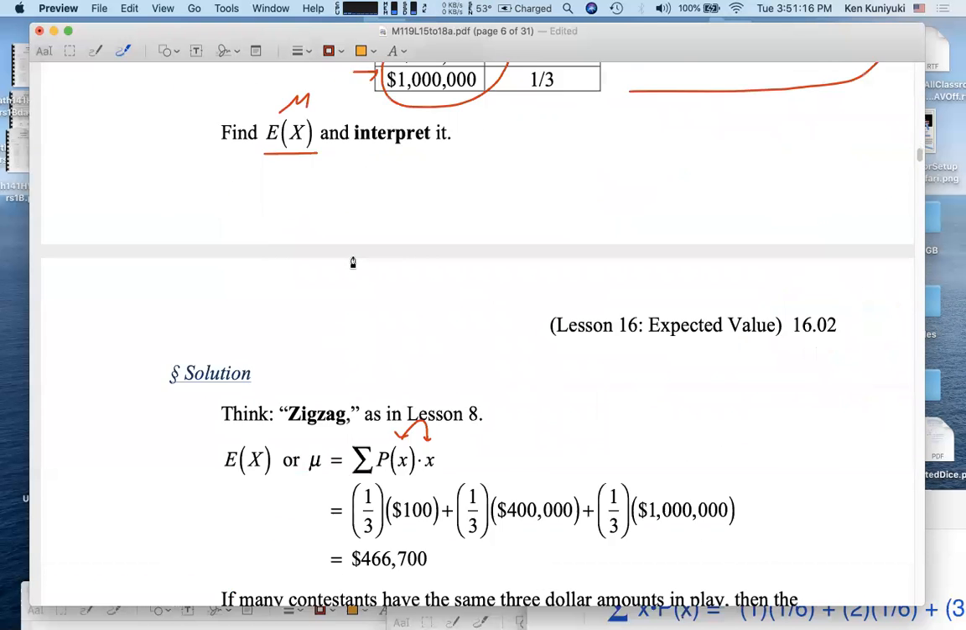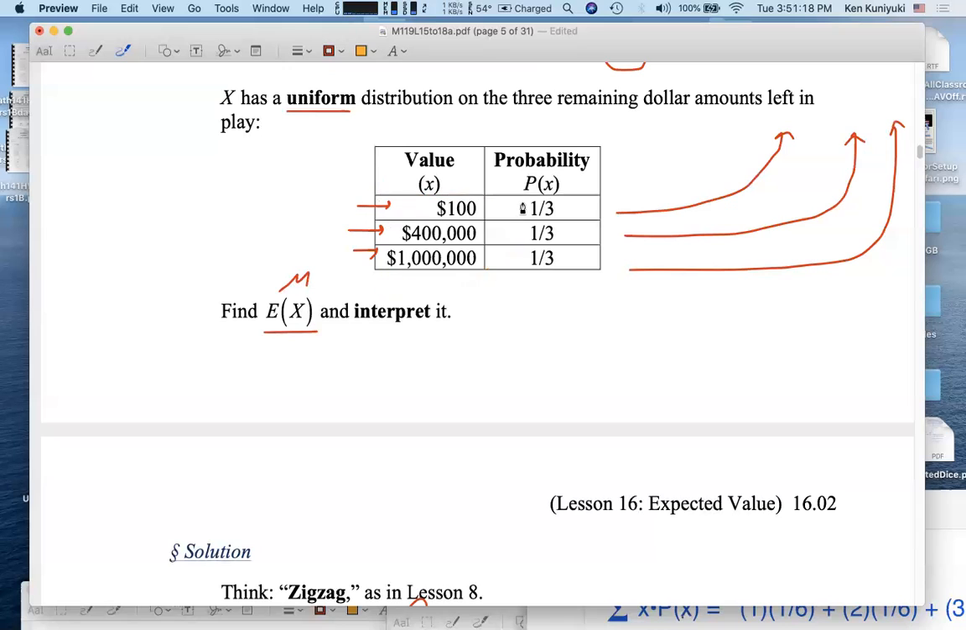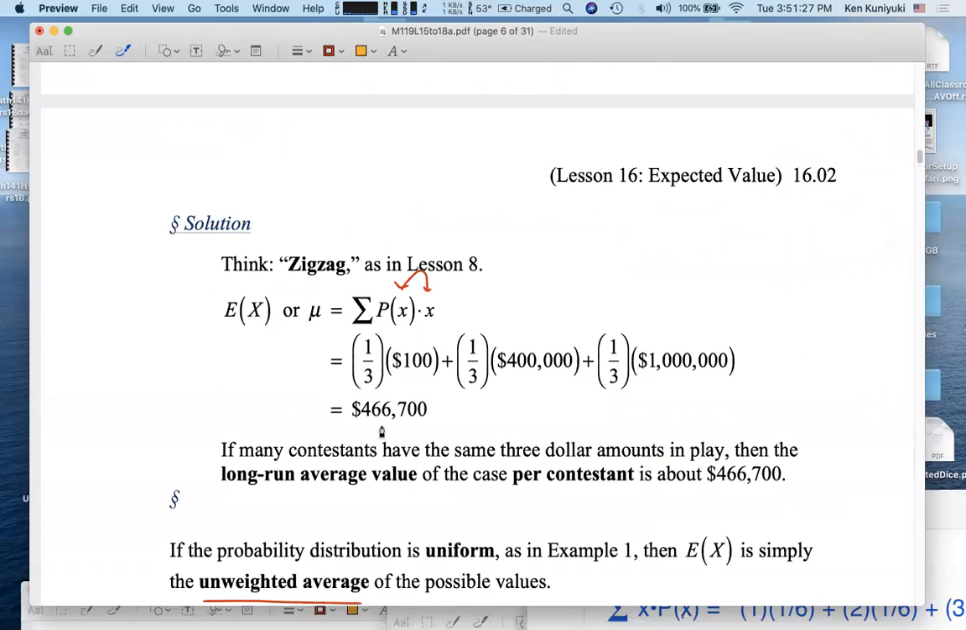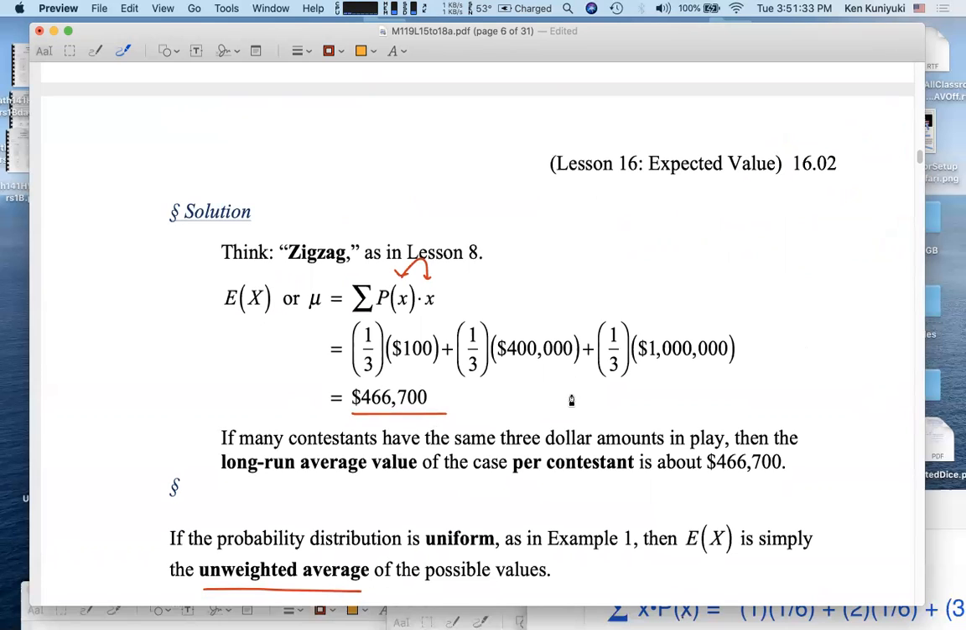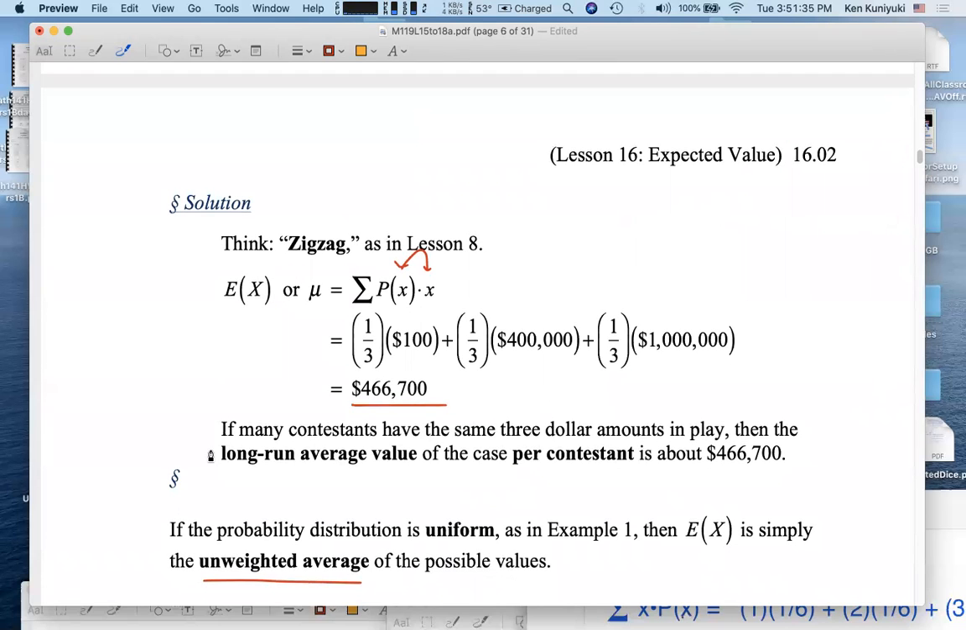So the zigzag goes 1/3 times $100 plus 1/3 times $400,000 plus 1/3 times $1 million. When you work that out, you get $466,700. Interpret it. Here's the interpretation.